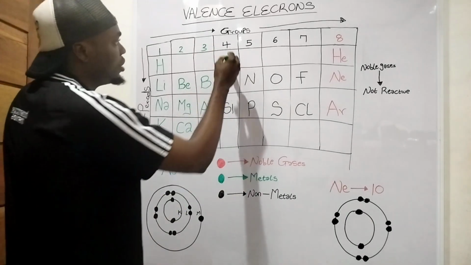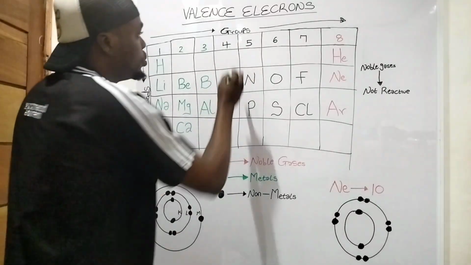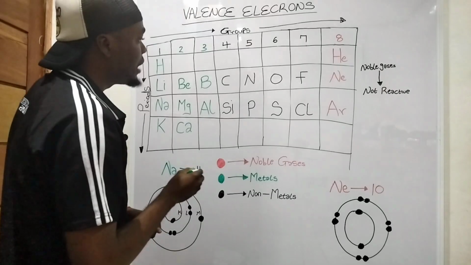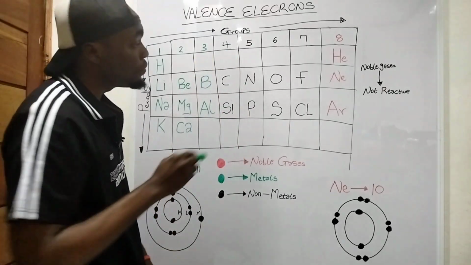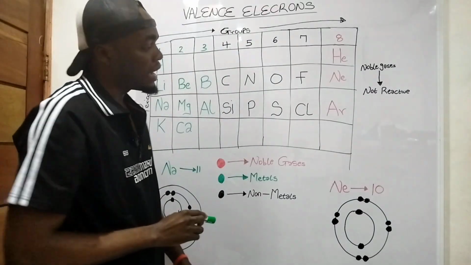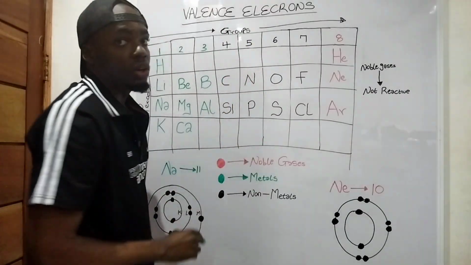Hope you understand. So elements that belong to group 4 are called the non-metals. For group 4 elements, that means you have 4 electrons in your outermost shell. And for you to belong to group 5, you must have 5 electrons in your outermost shell.